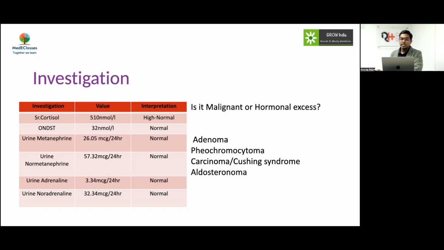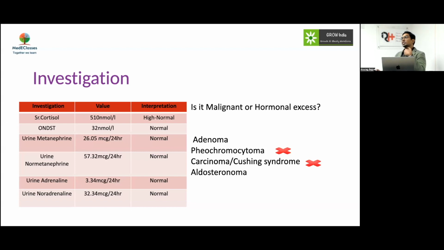Okay. So here, as we are seeing, there was no cortisol excess, and the screening urine metanephrine and normetanephrine level was normal. And again, for confirming, we did the urine adrenaline and noradrenaline level, which again came to normal, ruling out pheochromocytoma and carcinoma, query Cushing syndrome. So now we are left with 2 differentials, which are the adenoma and the aldosteronoma.